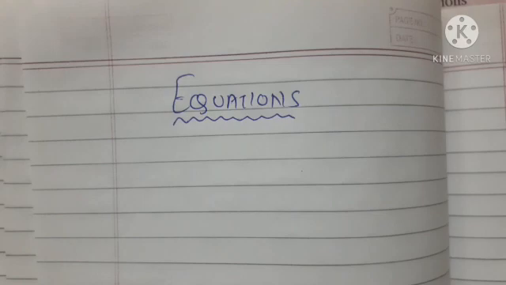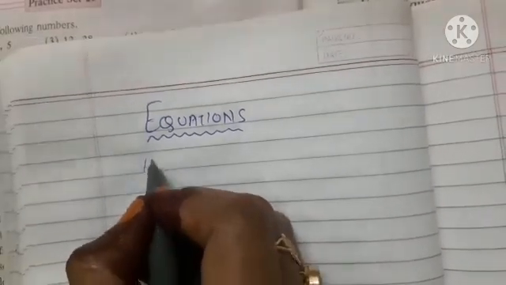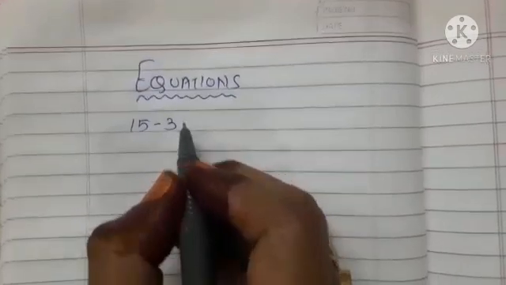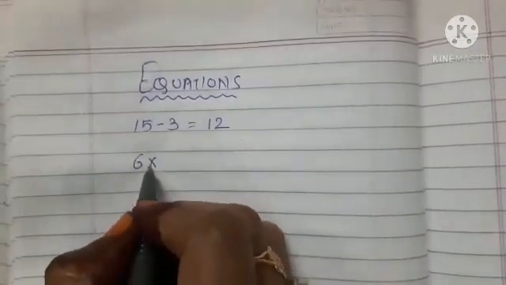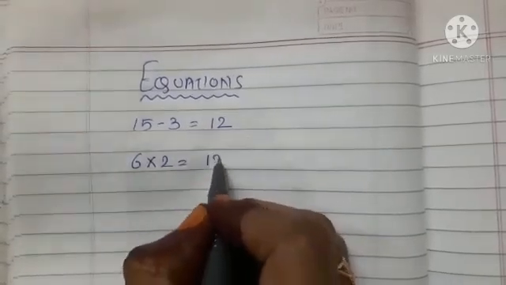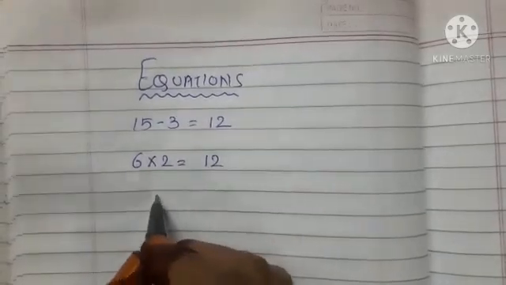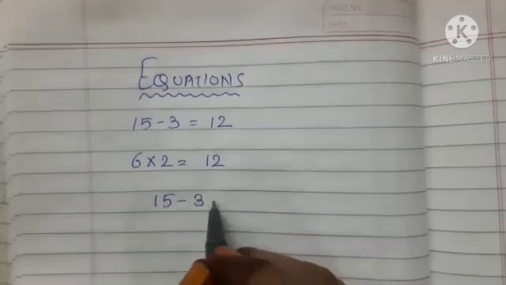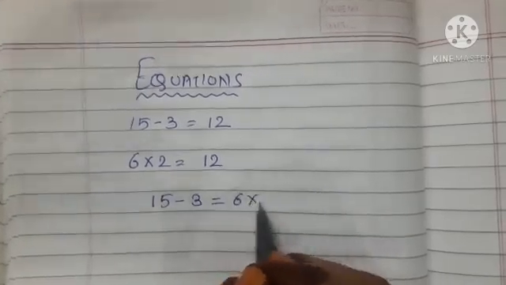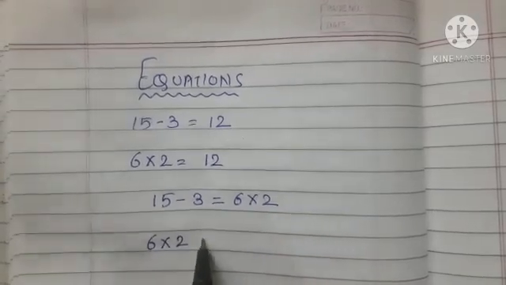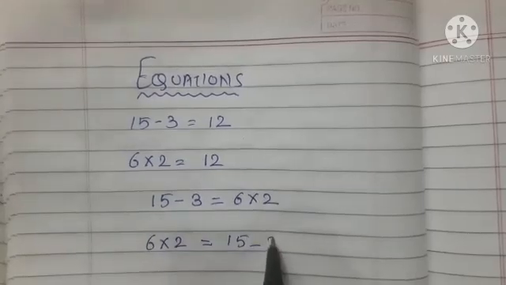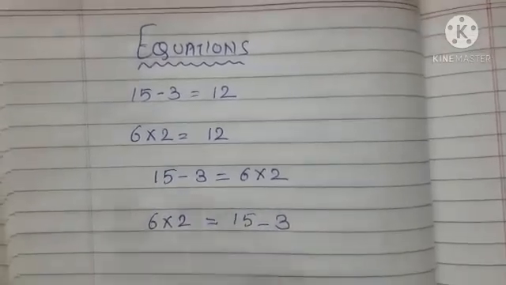Children, let's discuss some more examples. See, now, 15 minus 3. What is the answer? Yes, it is 12. And 6 multiplied by 2. Same answer, 12. So here we can say that 15 minus 3 is equal to 6 multiplied by 2. Or we can write in the reverse order: 6 multiplied by 2 is equal to 15 minus 3. Children, one more example.